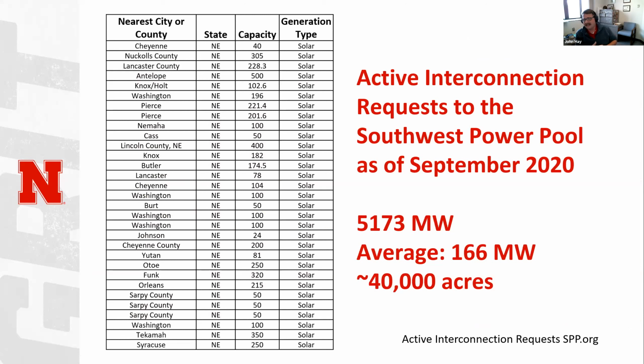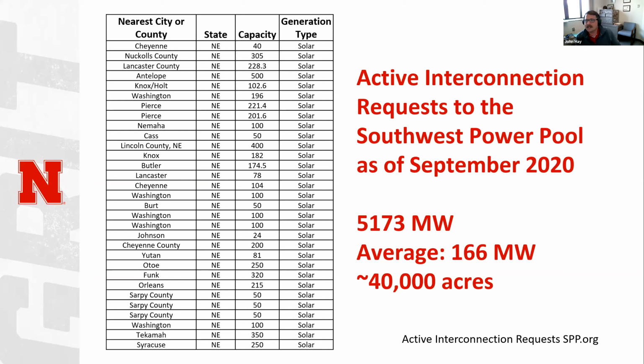This slide is really why we're here today in many ways. We talked earlier about those interconnection requests to the Southwest Power Pool for solar. Well, here's a list of those interconnection requests as of a few weeks ago when I downloaded this data. And you can see that there is 5,173 megawatts of interconnection requests out there. If all of those got built, that's 40,000 acres in Nebraska covered in solar panels.